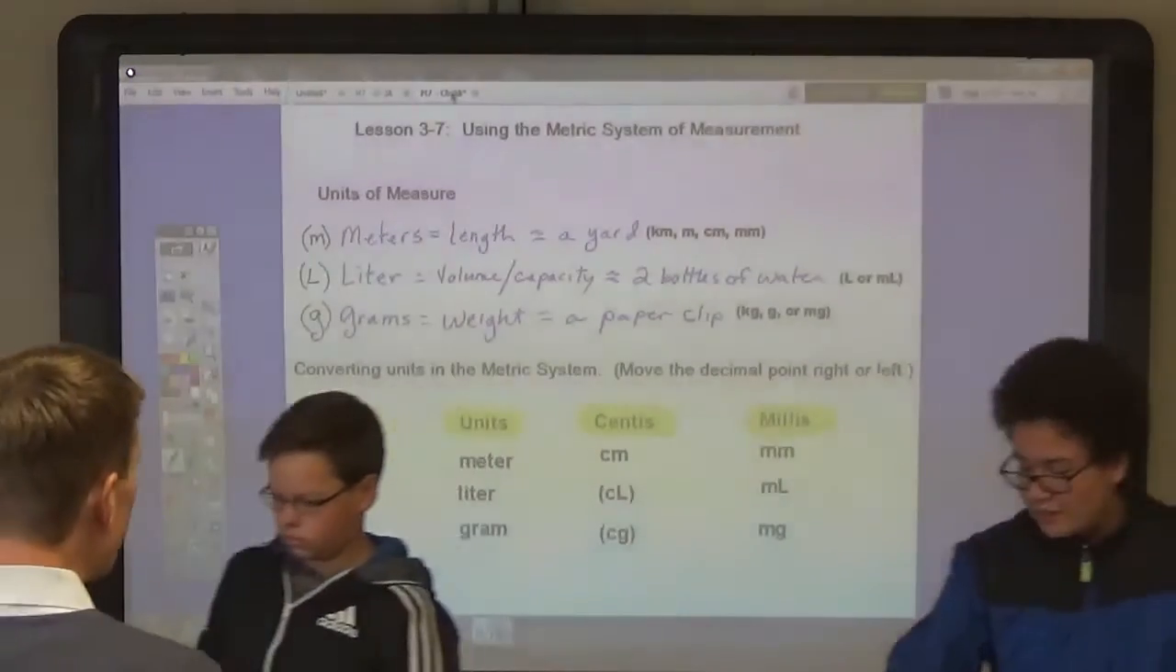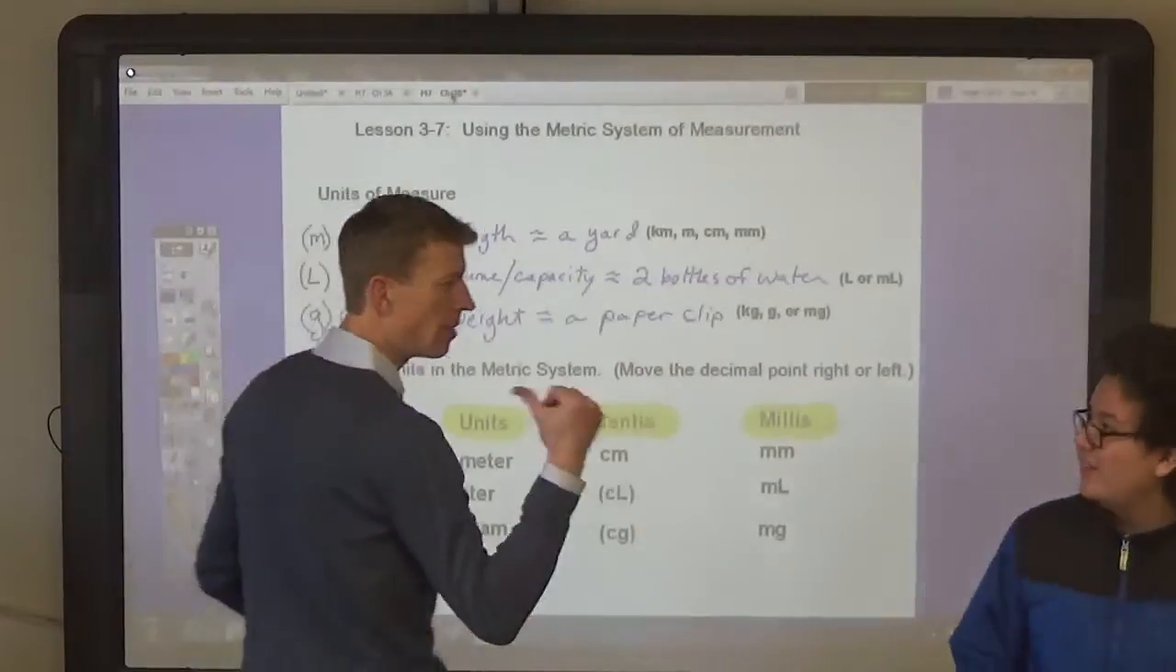Today's lesson is on the metric system. The metric system of measurement.